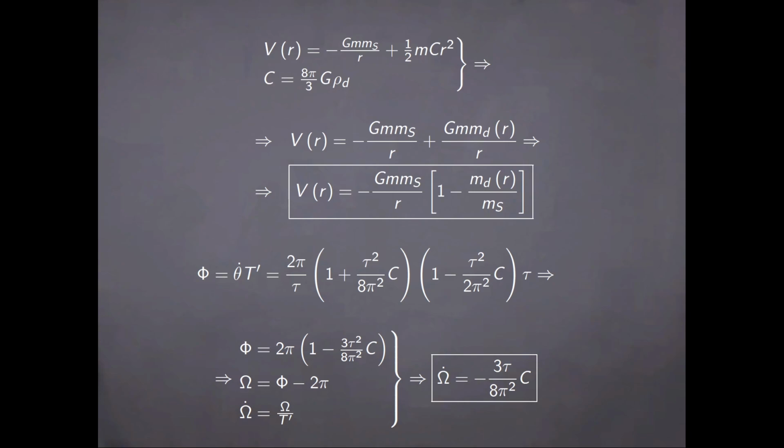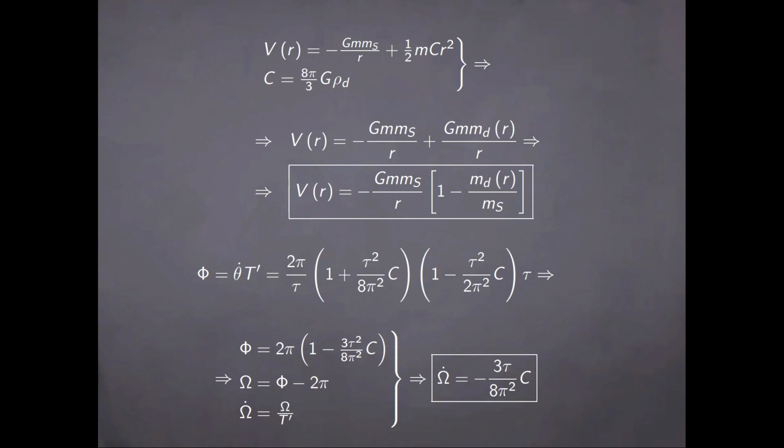And the idea is that if we write the potential in this way, then we can factorize the Kepler term and write it as the Kepler potential multiplying 1 minus this ratio, the mass of dust which affects the planet at a radius r, divided by the mass of the sun. So obviously, as long as this quantity is small with respect to 1, essentially we are describing the motion in a perturbed Kepler field.